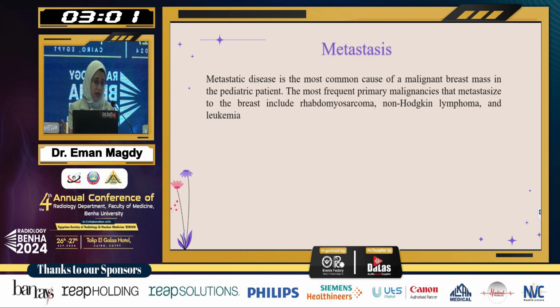We are dealing with a metastasis. Metastatic disease is the most common cause of malignant breast mass in the pediatric patient. The most frequent primary malignancies that metastasize to the breast include rhabdomyosarcoma, non-Hodgkin lymphoma, and leukemia.